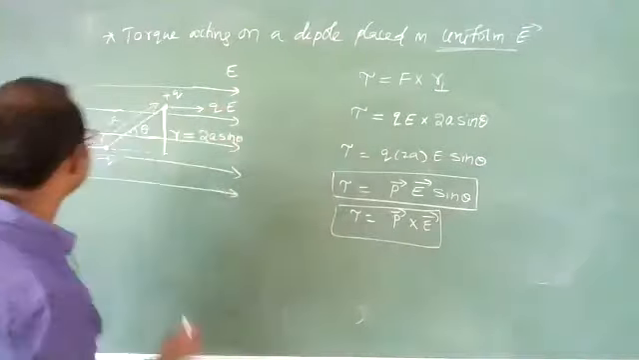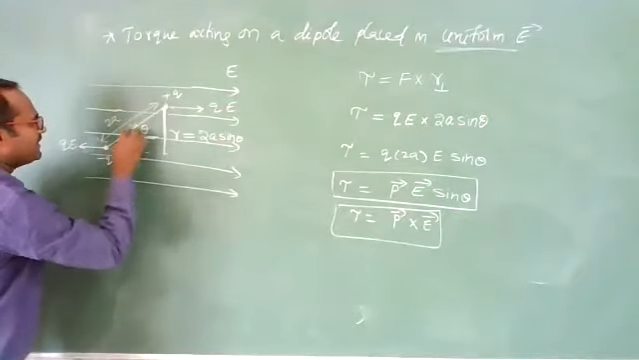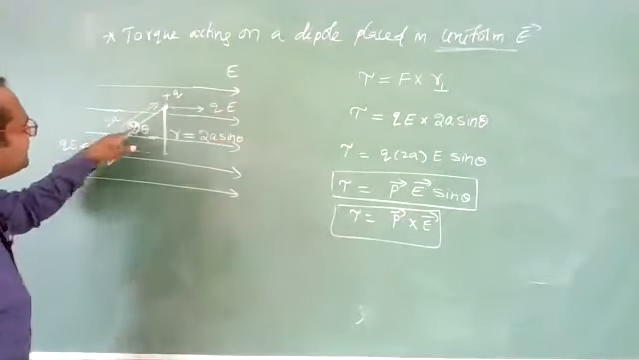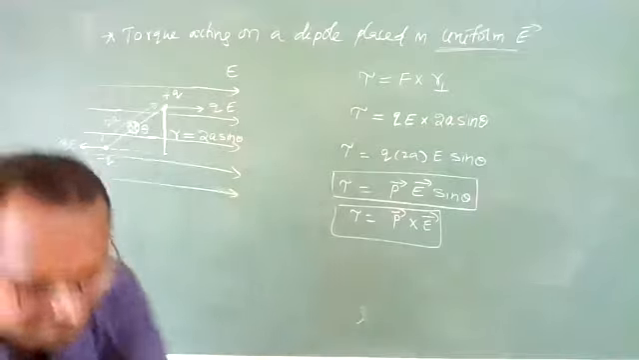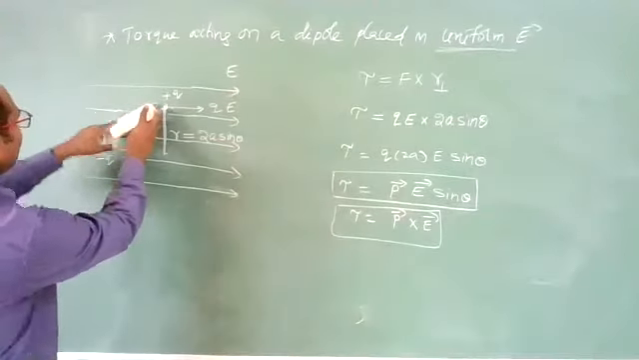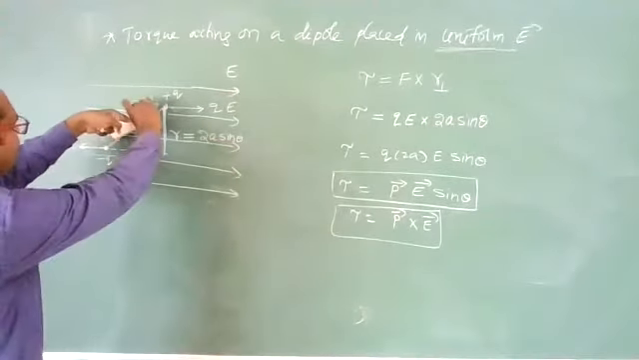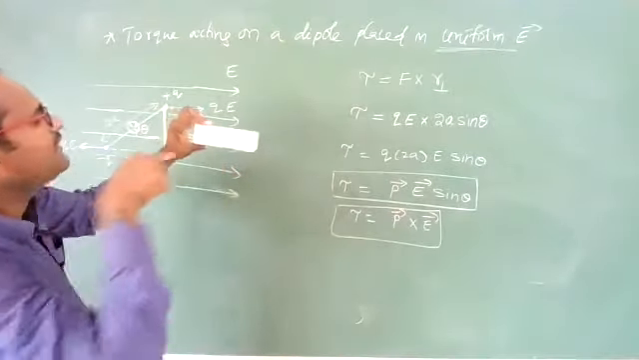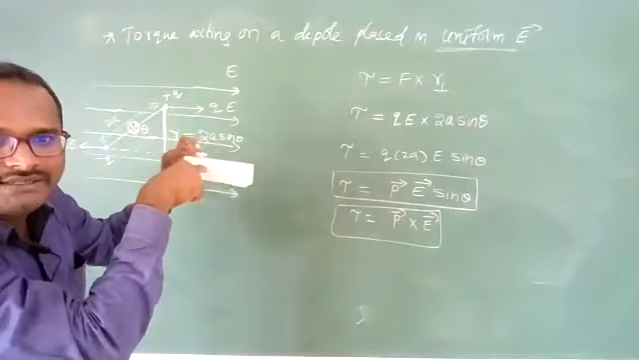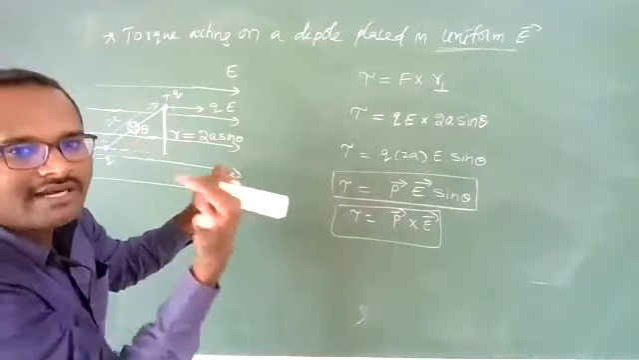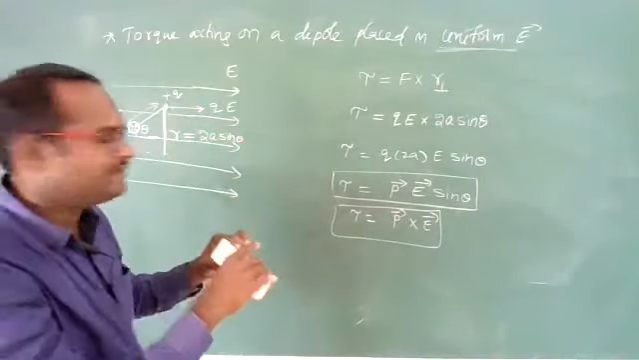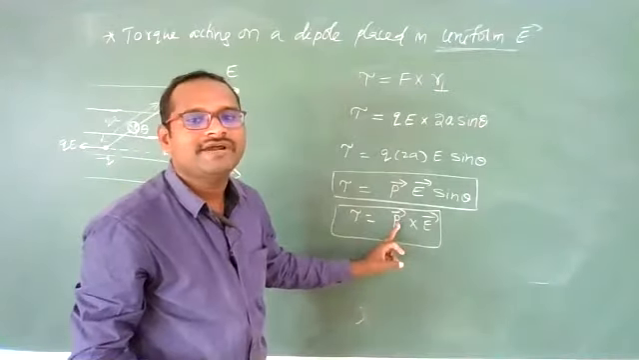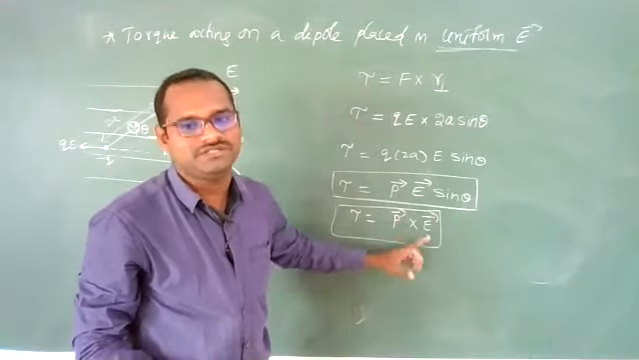So where will it act? This is the center of the dipole. Let us imagine this line; the dipole will rotate about this line like this. Clear? This is the axial line. The torque will be along the axis only, either outside or inside. How do we find whether it is inside or outside? We need to find it by the cross product of P cross E.